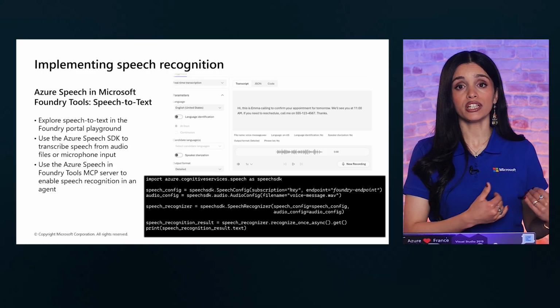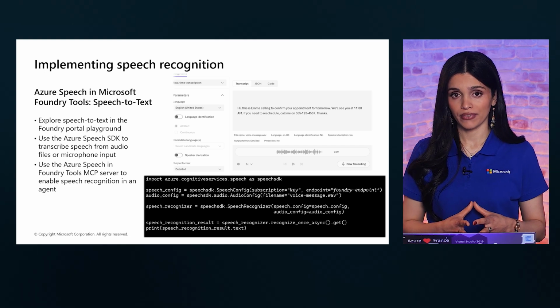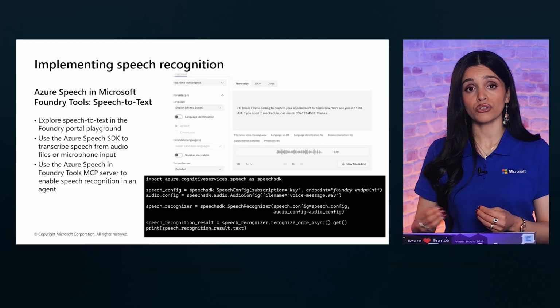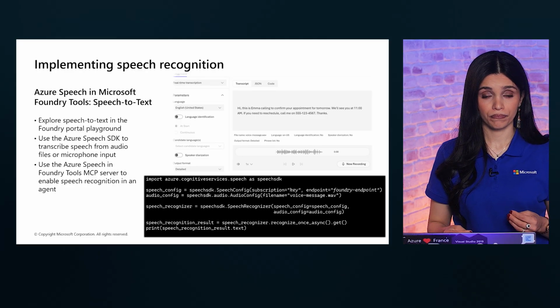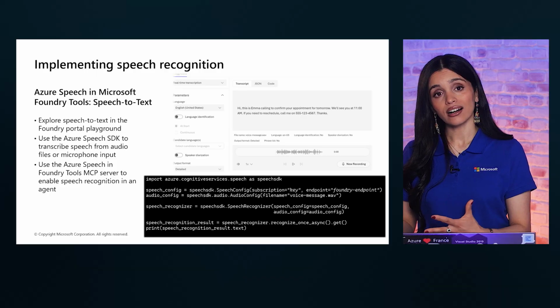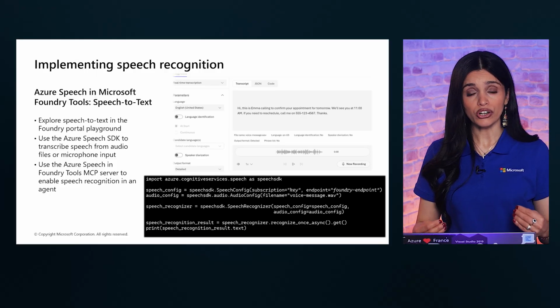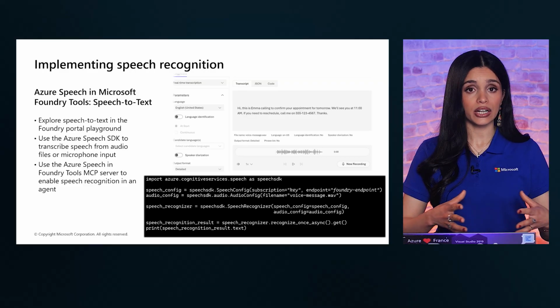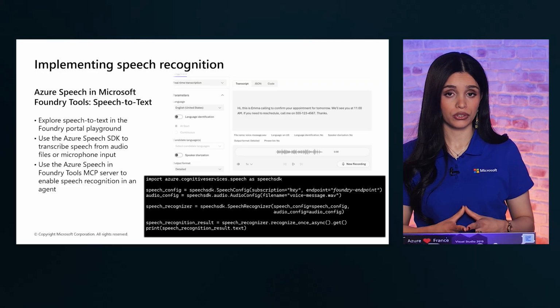We have seen in a previous video how this works. In Azure, speech-to-text is available through Azure Speech in Microsoft Foundry. And there are 3 simple ways learners can try it. The easiest way to get started is directly in the Foundry portal playground.